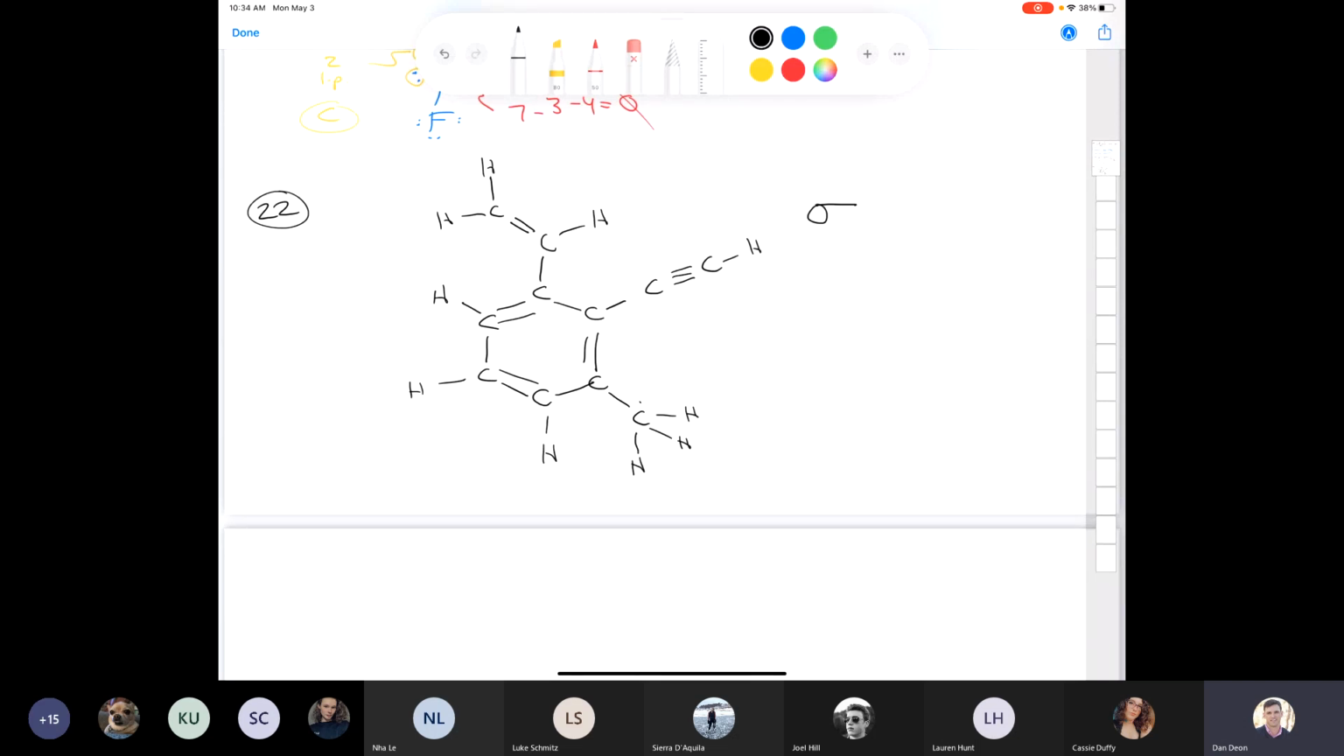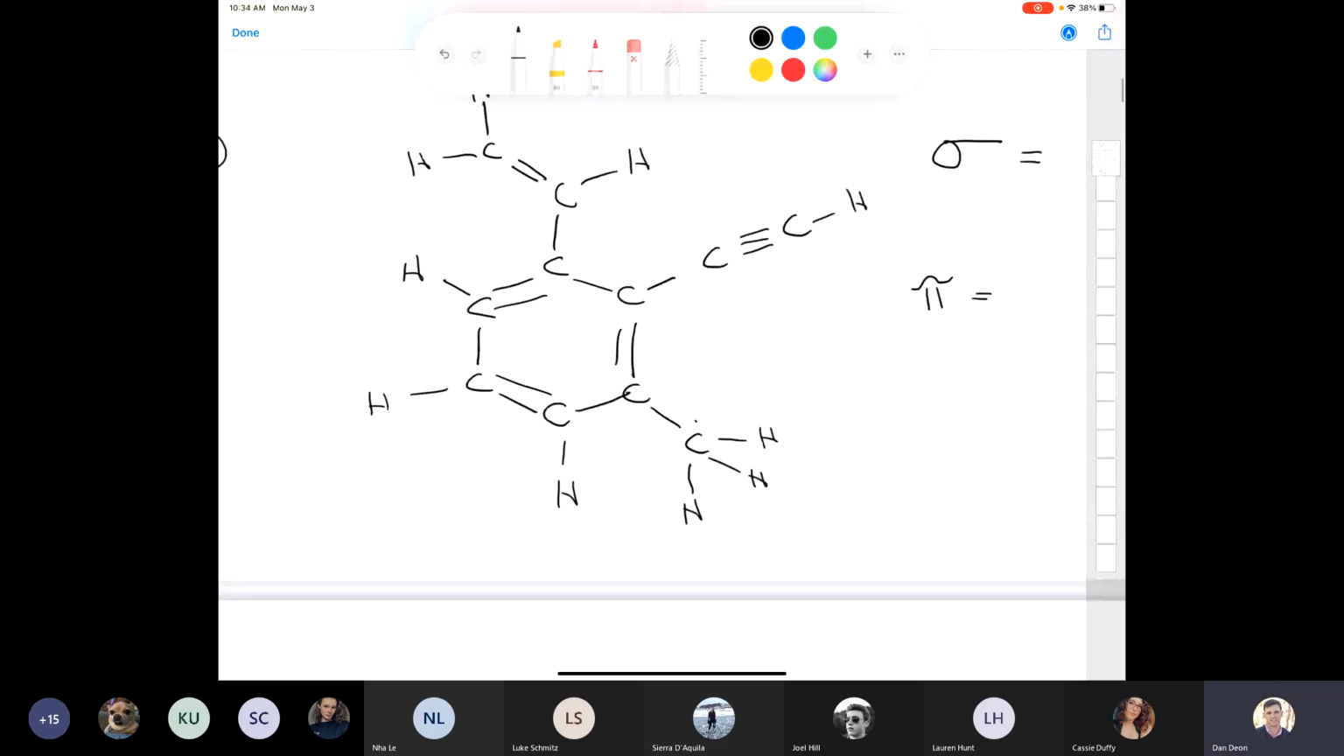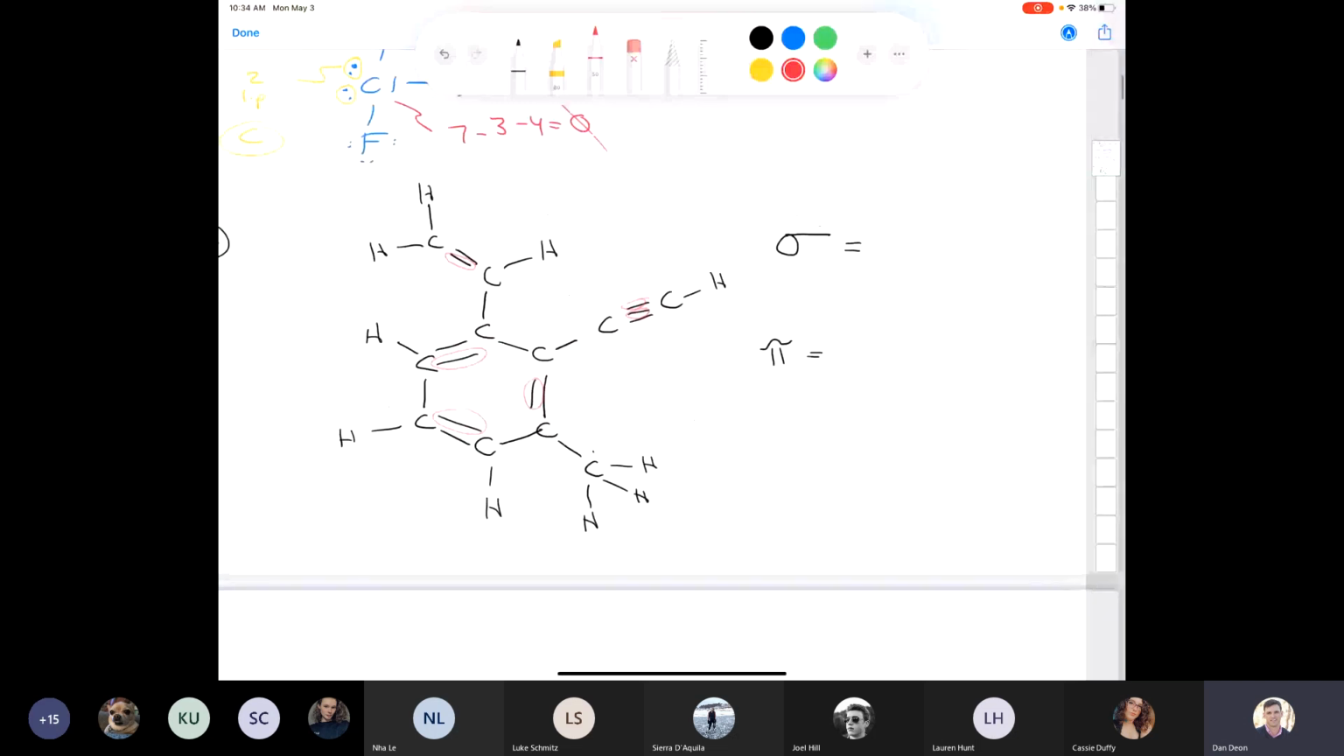We're trying to figure out the number of sigmas, and we want to know the number of pi bonds. Well, remember that any bond after the first bond is considered a pi bond. So if we wanted to isolate all of the pi bonds, remember it's anything after a sigma bond. So this is a pi bond, this is a pi bond, this is a pi bond, this is a pi bond. And over here we have 2 pi bonds in that triple bond, because anything after the first bond is considered a pi bond. So that gives us a total of 1, 2, 3, 4, 5, 6 pi bonds. So we'll slap the number 6 over here.